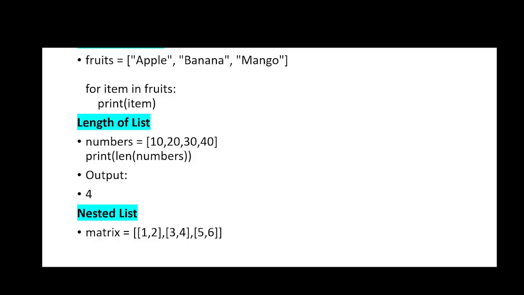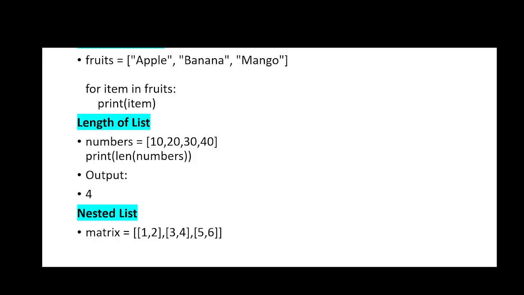Length of the list. Numbers: 10, 20, 30, 40. Print the length of numbers. Counting 1, 2, 3, 4, there are four elements. So the length of the list is 4.